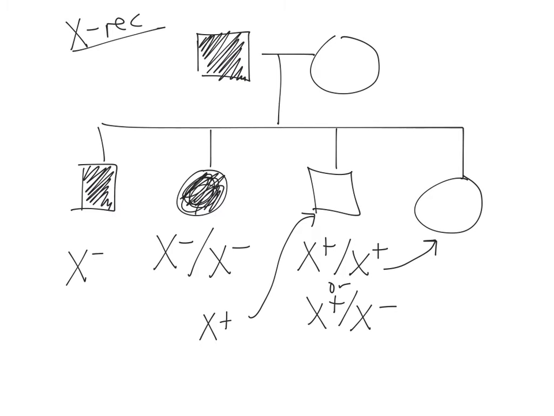Do we know his genotype? He has to have an X plus. He has to have a Y. Okay. I'm human. I'm not foolproof. So if this is X recessive, we've already got the genotypes of three out of the four siblings. Can we figure out what the parent genotypes are?